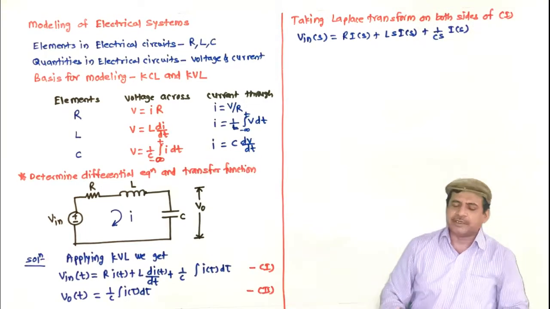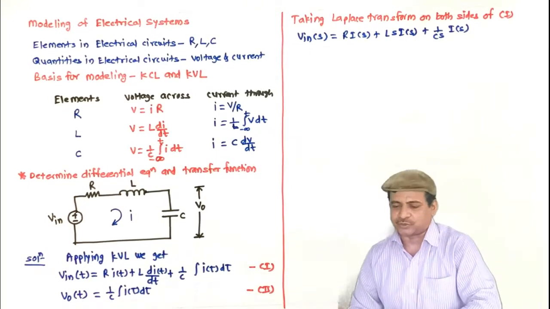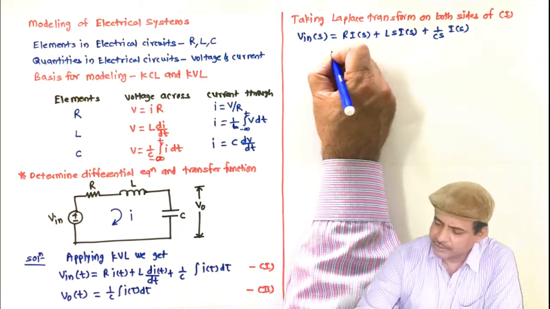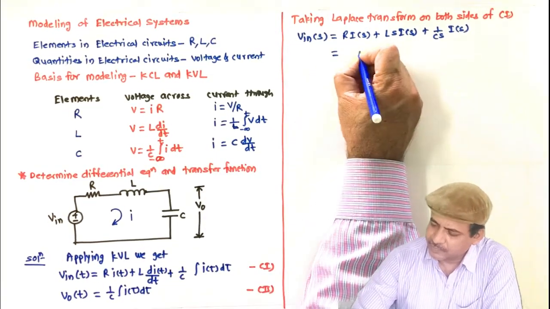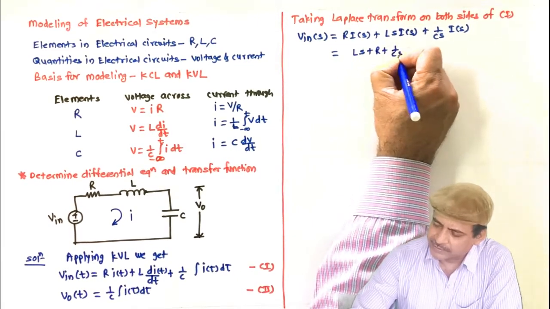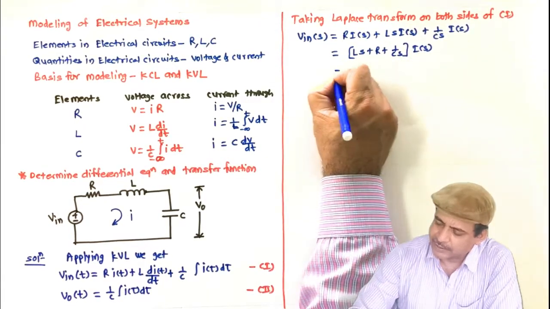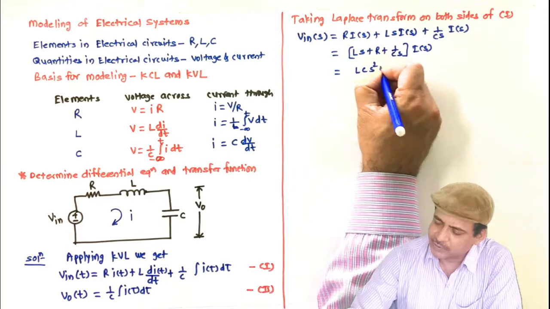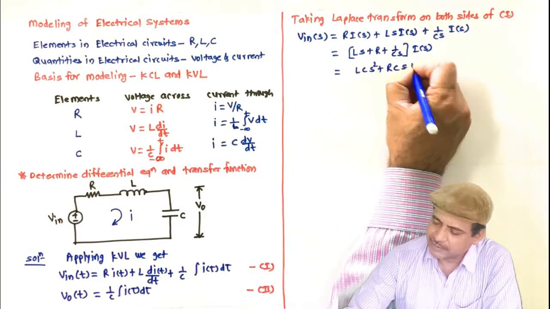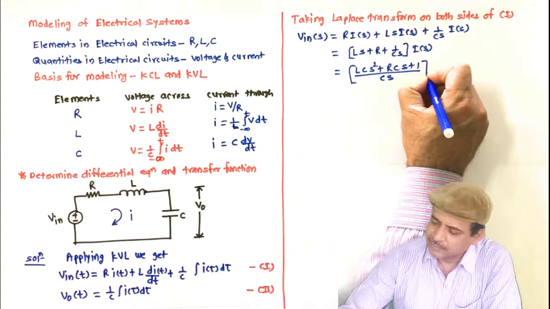What I presume here is that you know the Laplace transform and its properties. That is the prerequisite for this course. And this will be nothing but Ls plus R plus 1 by Cs into I of s. Or I can write this as LCs square plus RCs plus 1 by Cs into I of s.